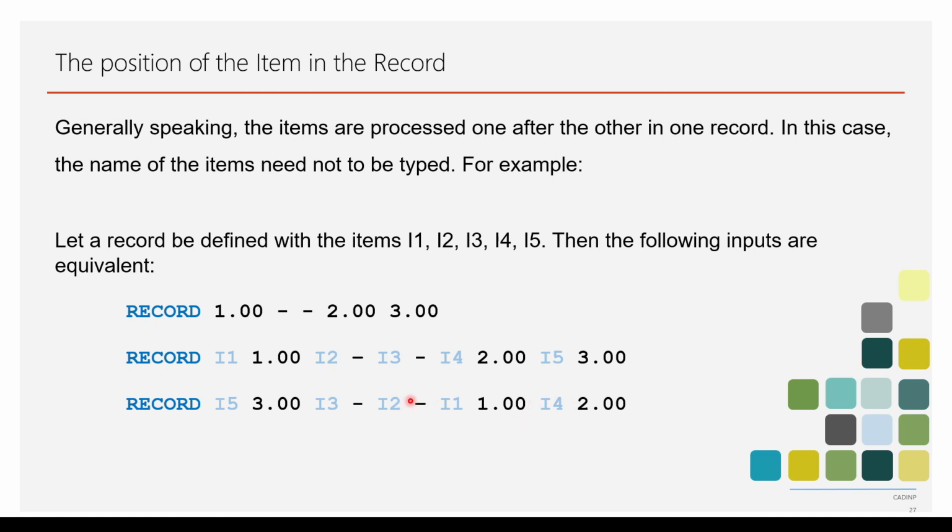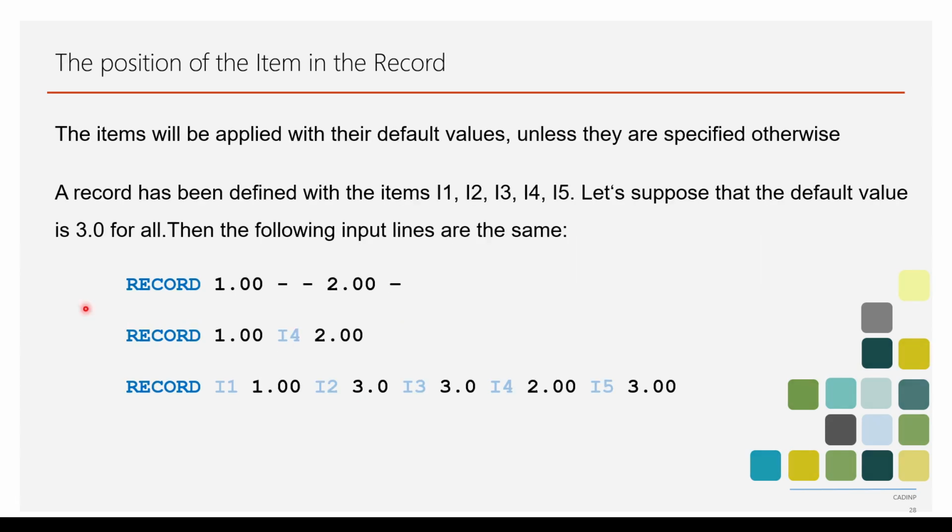The default value of one item can be given with a minus symbol. In this slide, a simple example has been created in which all the items will be assigned a default value of 3.0 unless explicitly specified otherwise. For instance, let's consider a record consisting of the items I1, I2, I3, I4 and I5. In this case, the following input lines would be equivalent.